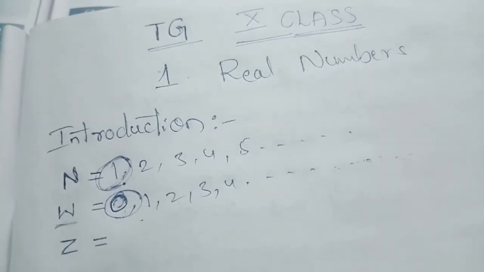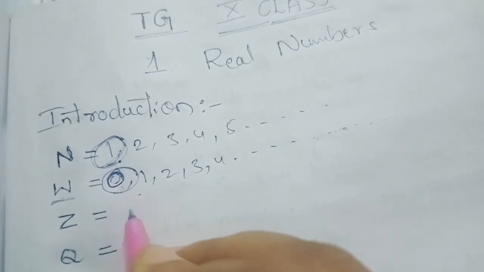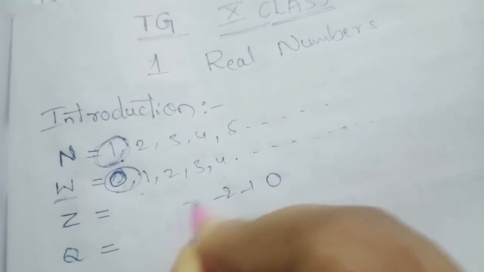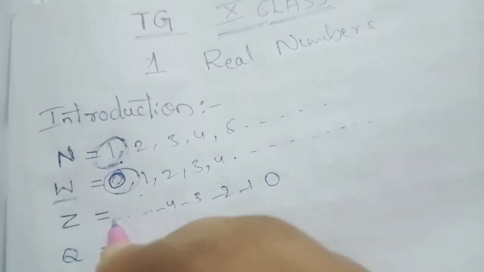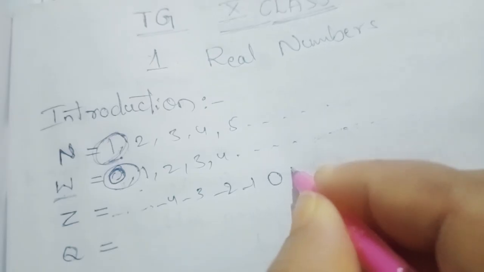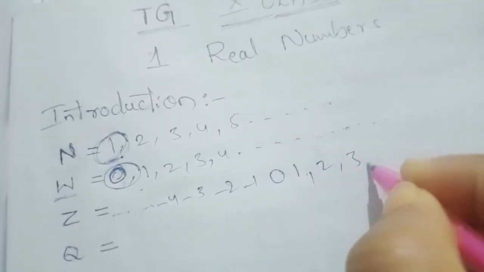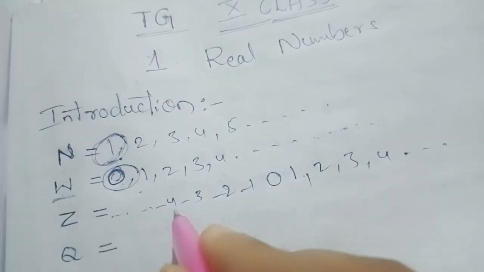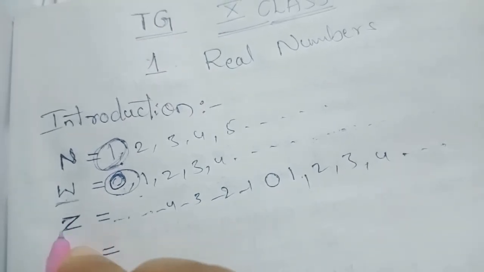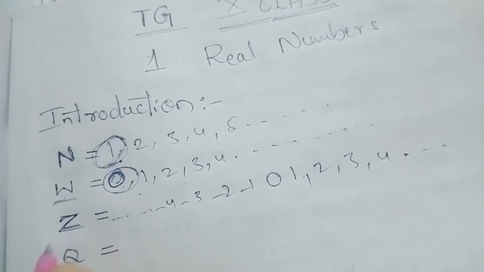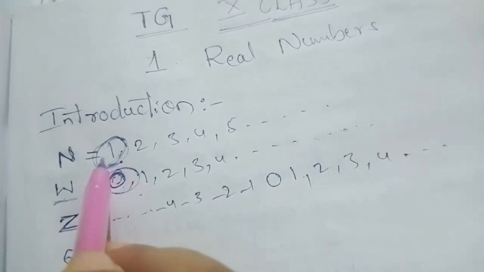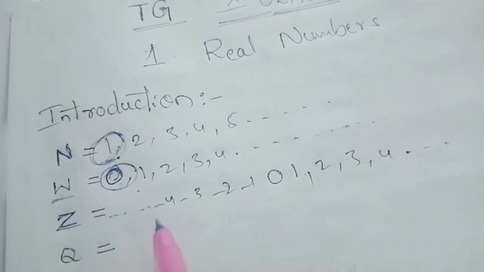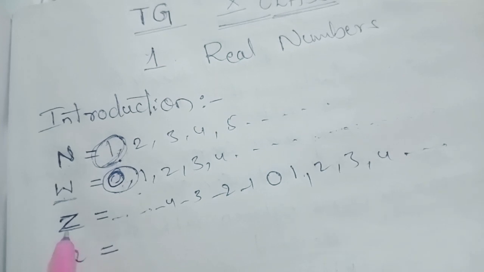Next, to these whole numbers we can add negative numbers, that is -1, -2, -3, -4, and so on, and positive numbers also, 1, 2, 3, 4, 5, 6, and so on. These are called integers. Integers are represented by Z. Natural numbers are represented by N, whole numbers by W, and integers by Z.